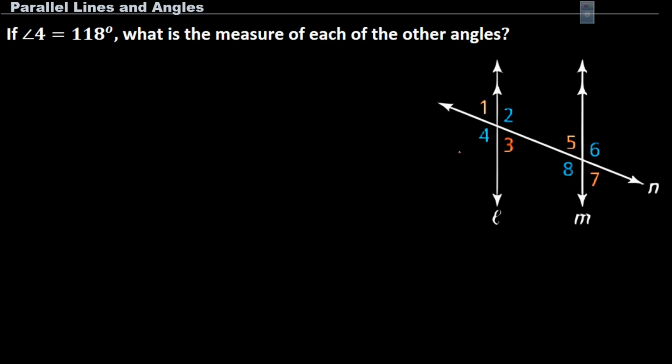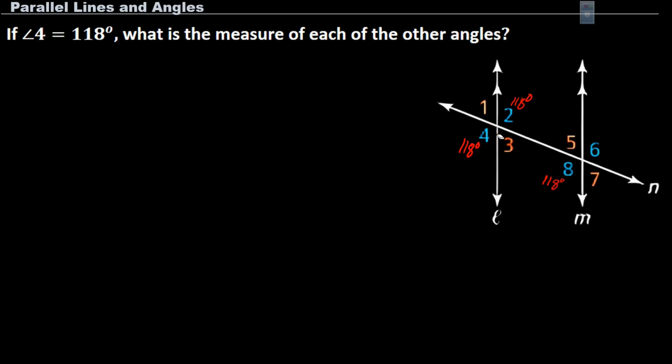Angle 4 is 118 degrees, and we want to find the measurement of all the other angles. Well, if we look at angle 2, we have a pair of vertical angles with each other. So that means that angle 2 is congruent and also 118 degrees. If we look at angle 8, the relationship between angle 8 and angle 4 is corresponding angles. They're on the same side of the transversal, but they're facing in the same direction. And so because of that, that means that angle 8 is 118 degrees as well.